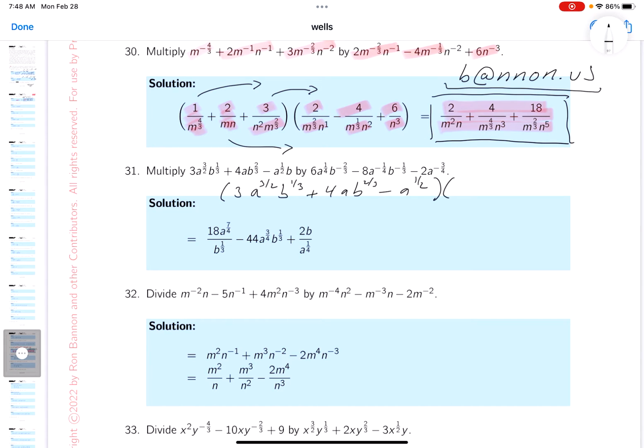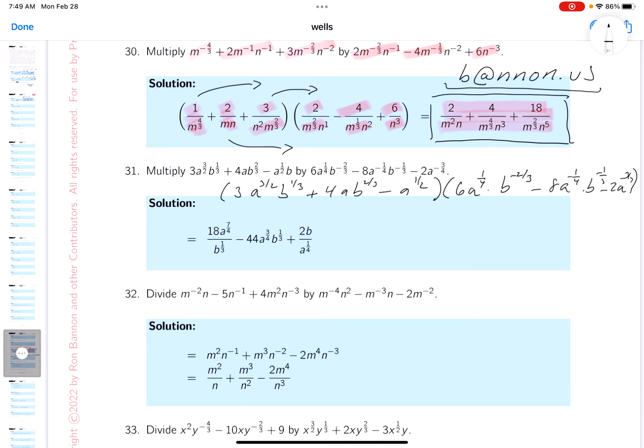Write the other expression down. It's 6a to the 1/4 b to the minus 2/3 minus 8a to the minus 1/4, and then b to the minus 1/3, and minus 2a. I'm really jamming it in there, right? Minus 3/4. And just do the multiplication, all right? Do it term by term.